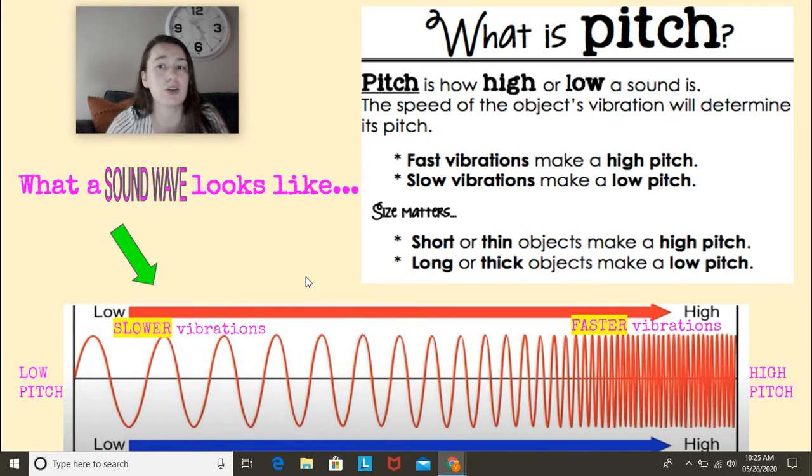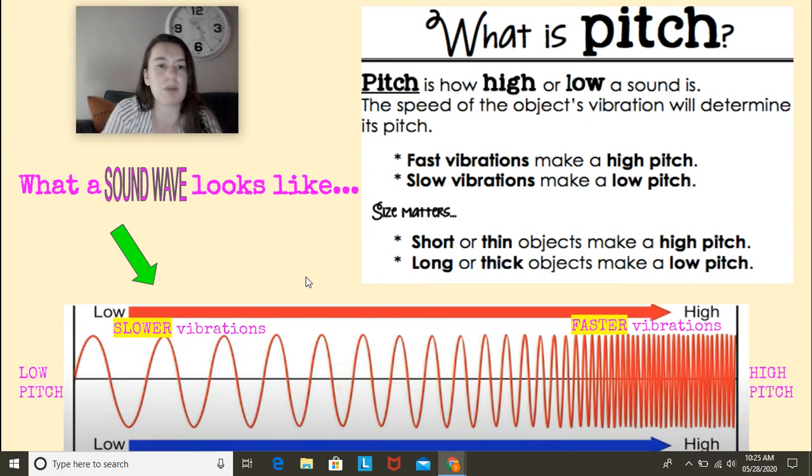So pitch is how high or how low a sound is. The speed of the object's vibration will determine its pitch. Fast vibrations make a high pitch and slow vibrations make a low pitch. Size matters. Short or thin objects make a high pitch. Long or thick objects make a low pitch.